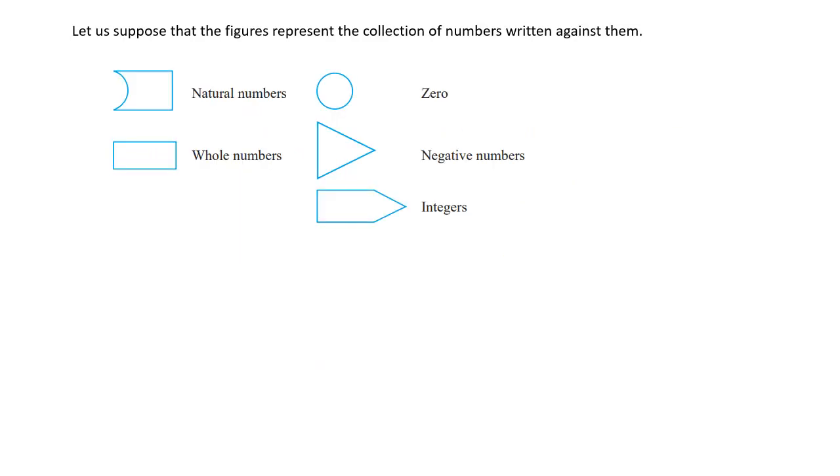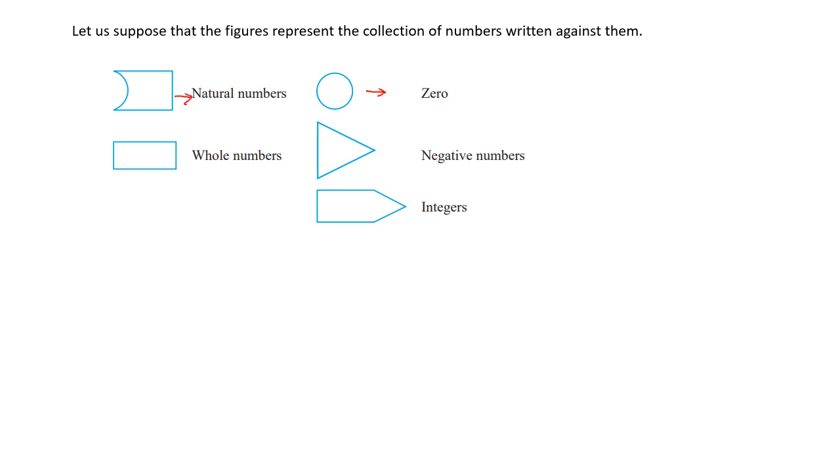Now suppose we are looking at these numbers in different shapes. Okay, I told you in integers we have natural numbers, 0, whole numbers, negative numbers and all those things. So these are our natural numbers. Let this symbol represent the natural numbers, and this symbol is for 0. This is for 0. This is for natural numbers.